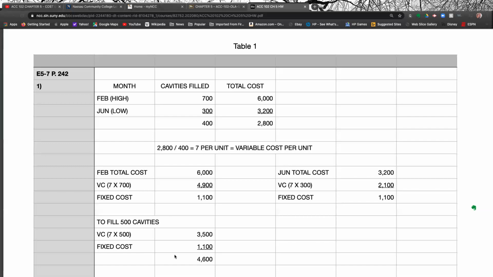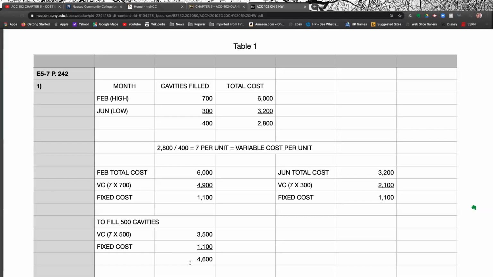Now, there's another part of the problem in the textbook that I don't think you have to answer on Connect, but there's a part 3 that says, how close does your estimate match the actual for March? Now, if you look at the chart on page 242, 500 cavities were filled in March, and the total cost was 4,500. Well, we're saying here that the total cost should have been 4,600. So how close did we come? We came within $100.